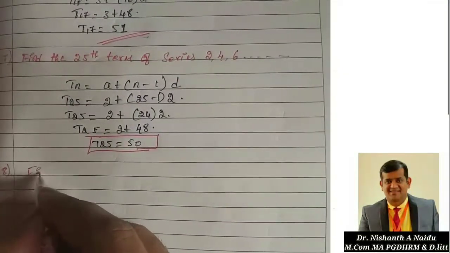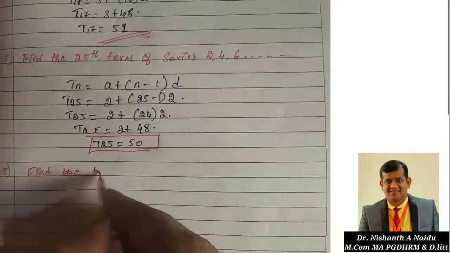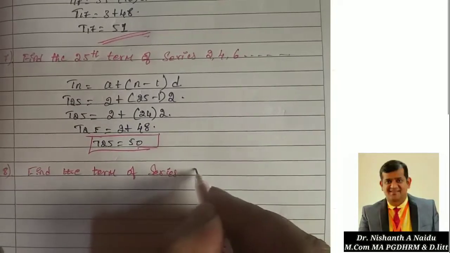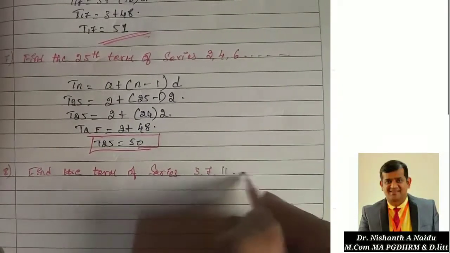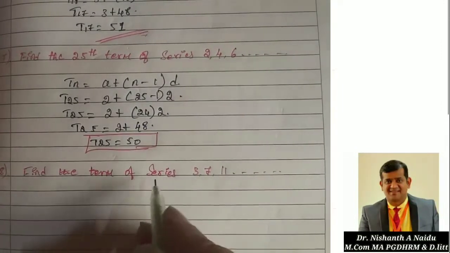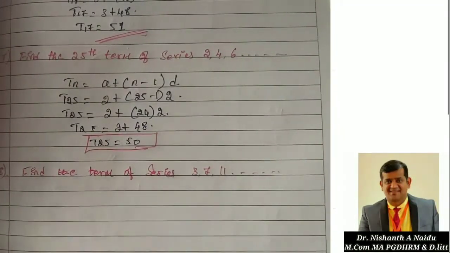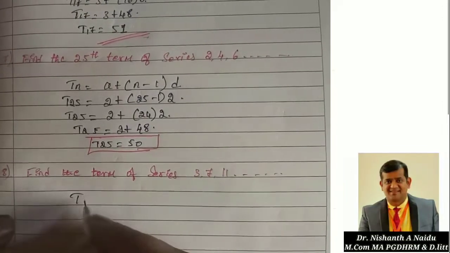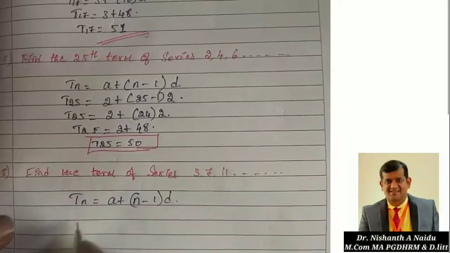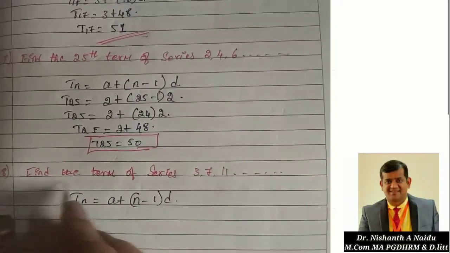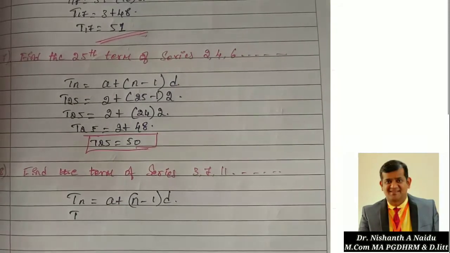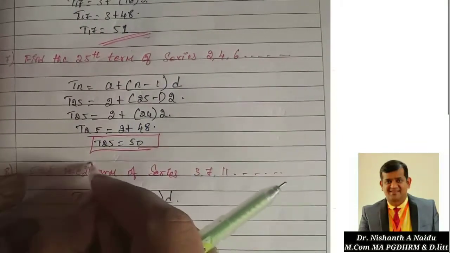So find the term of the series 3, 7, 11, and so on. I'm not writing any A, B and all because it is already the 8th problem. Tn equals a plus n minus 1 into d, you should know. Find the 21st term. Sorry, I forgot to write 21st term.